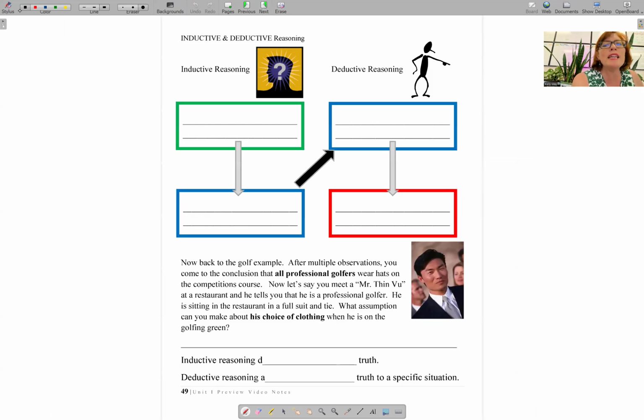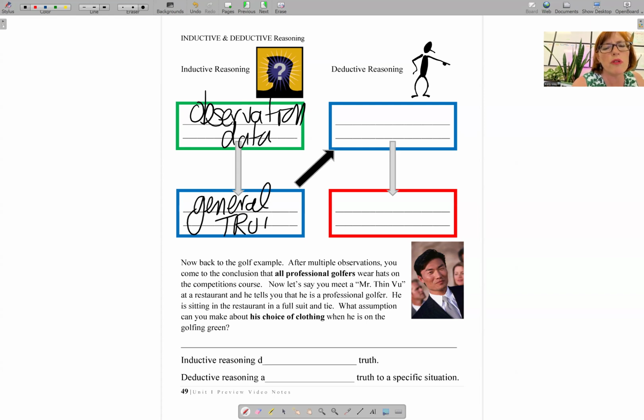Inductive reasoning means you have multiple observations or data points, and you come to a general truth. That's inductive. That's why I put my hands like this and you go in, aha, general truth.